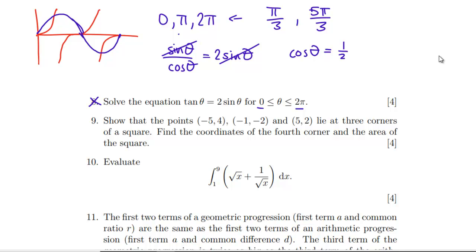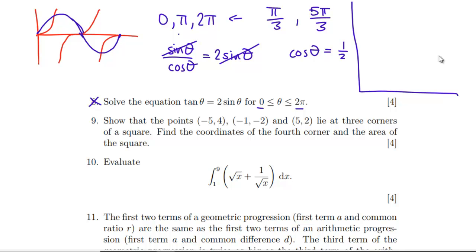Right, question 9. Show that these 3 points lie at the 3 corners of a square. Find the coordinates of the 4th corner and the area of the square. Right, a little sketch on this. I shouldn't have used up so much space on this. But yeah, let's do a little idea.